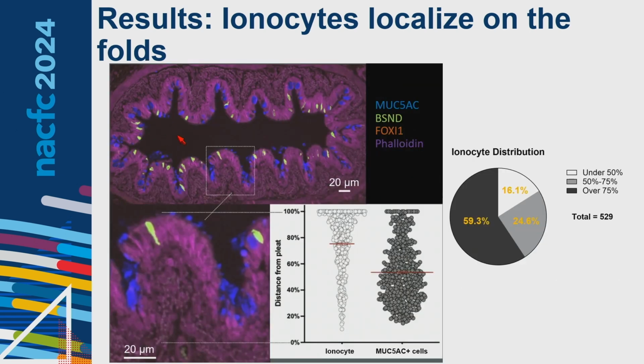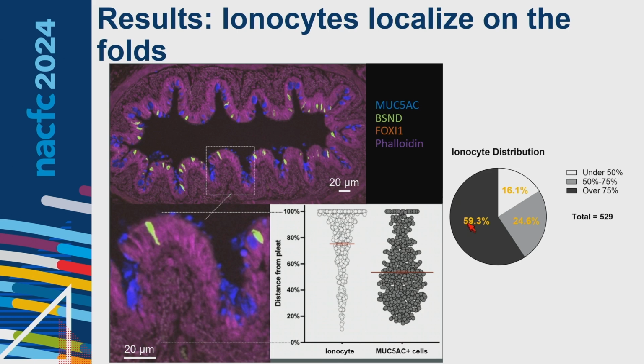And then we further confirm this using slices of paraffin-embedded swine distal airway tissue. As you can see, most of our ionocytes seem to be located at the fold of the distal airway of swine tissue. And we quantify that. We set the top of the fold as 100% and the bottom of the pleat as 0%, and you can see the distribution of ionocytes from the pleat to the fold of the distal airway.